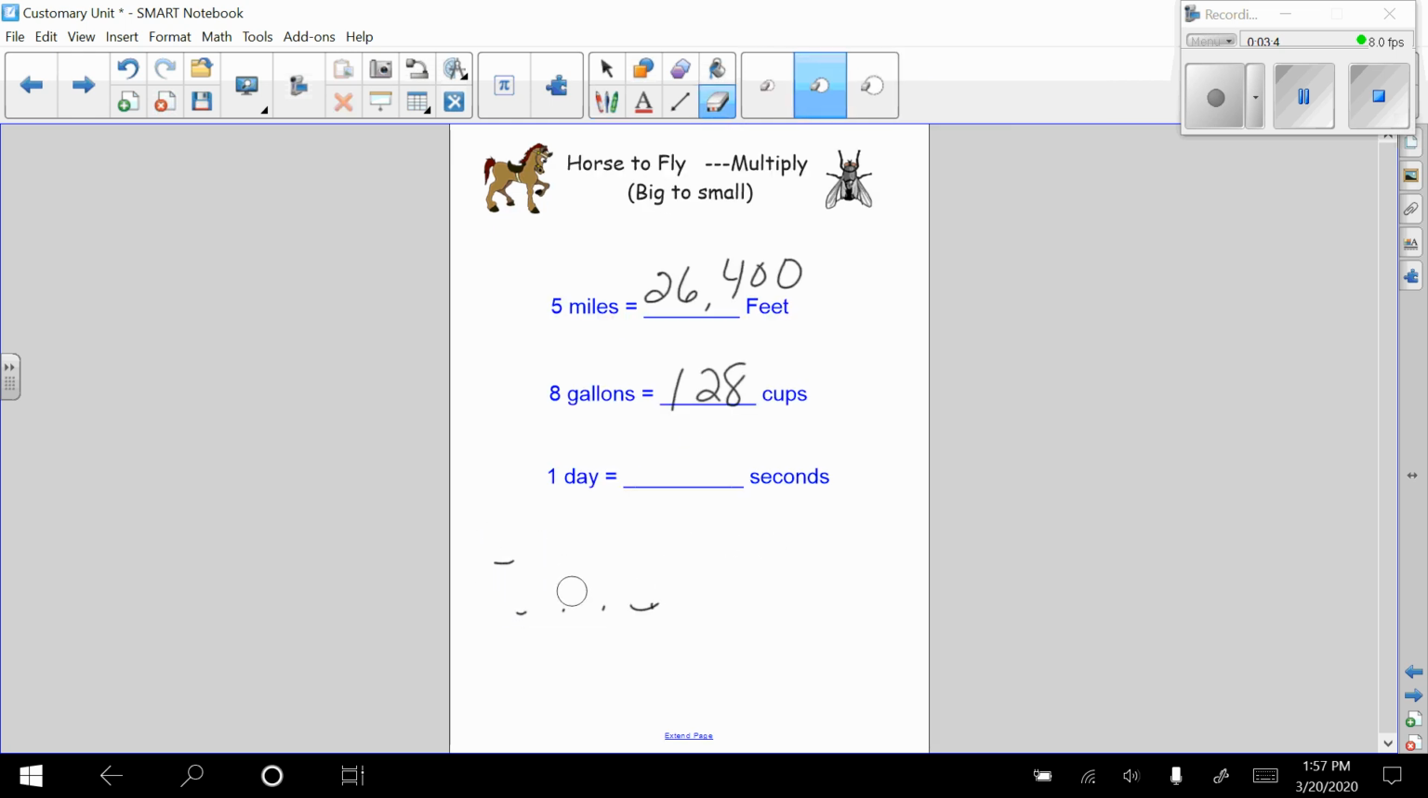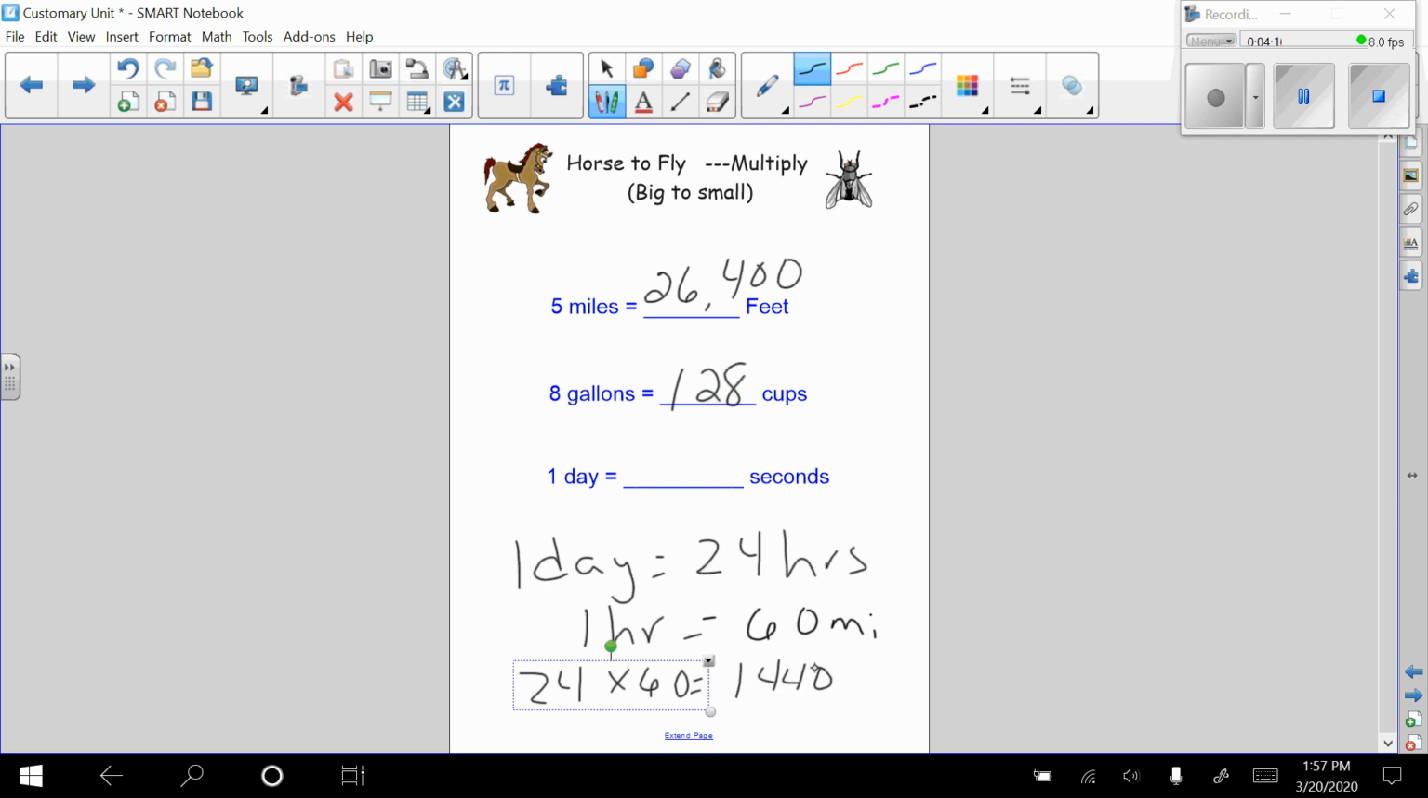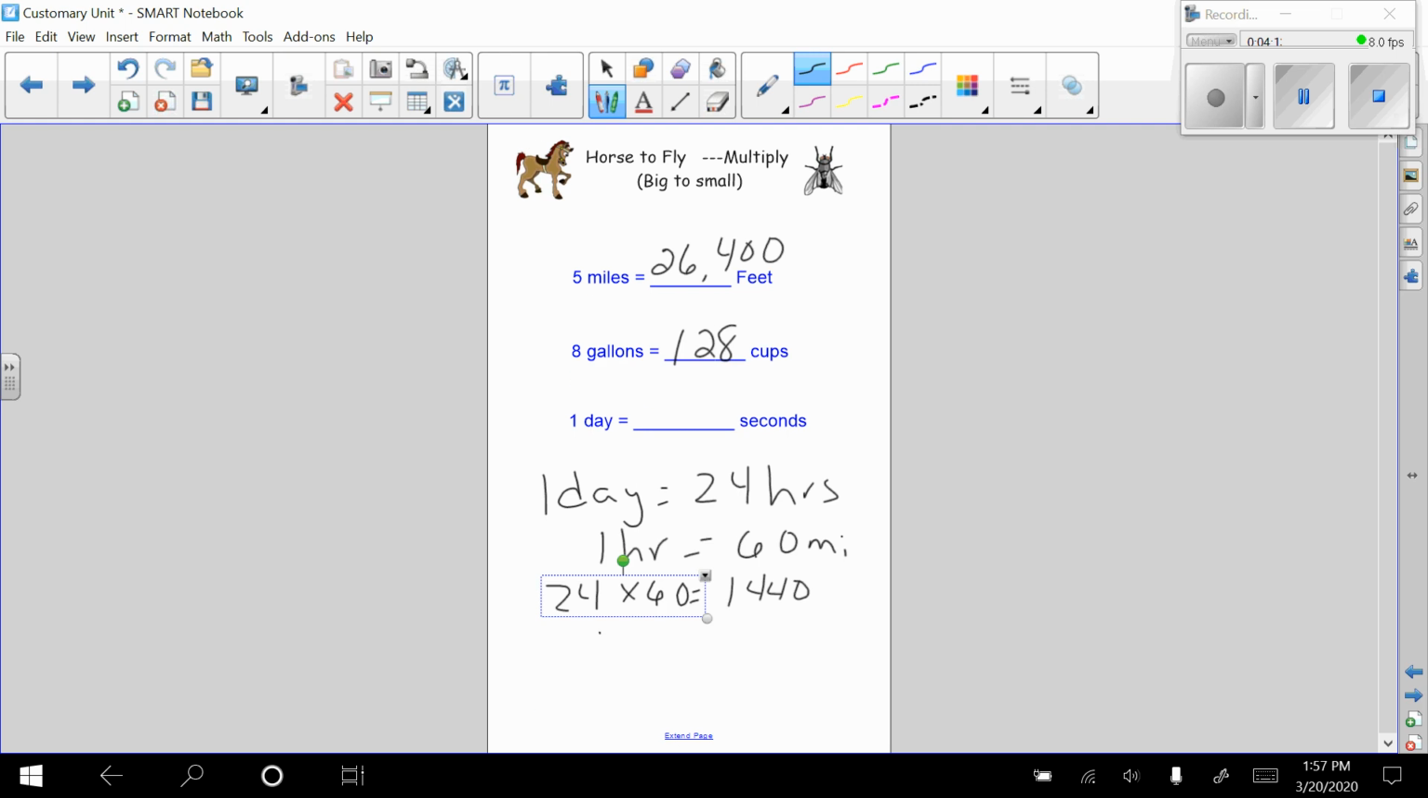Let me make some room here. We're going to go from 1 day to how many seconds? We need to break this down. All right, 1 day equals how many hours? 24 hours. All right, that's the first thing we know. We know that 1 hour is the same as 60 minutes. So how many minutes are there in a day? 24 times 60 means that I have 1,440 minutes in a day. Well, 1 minute equals 60 seconds.